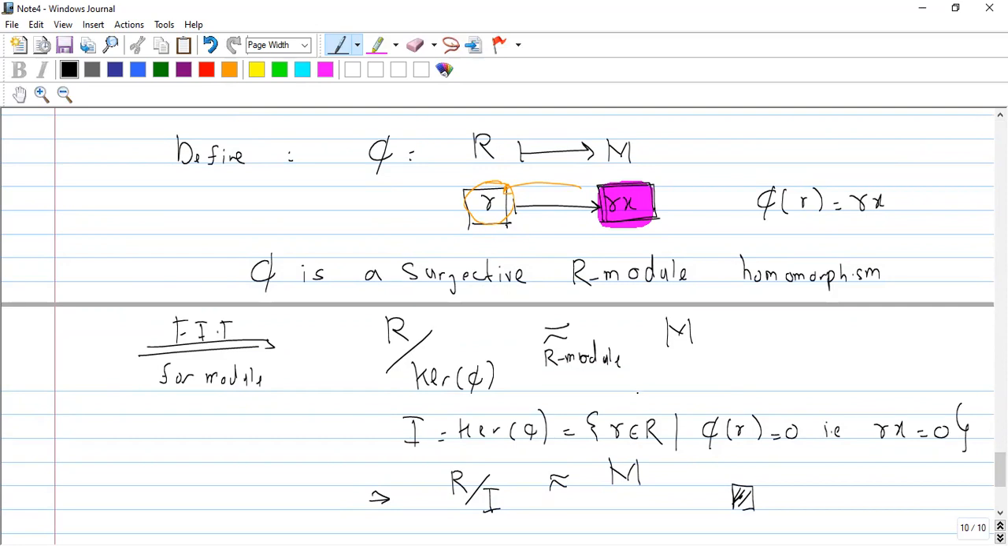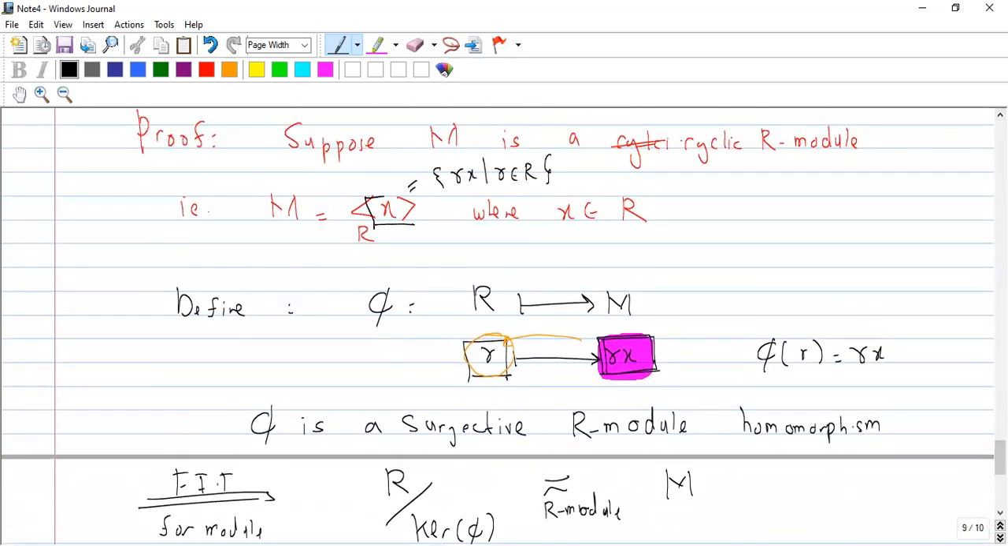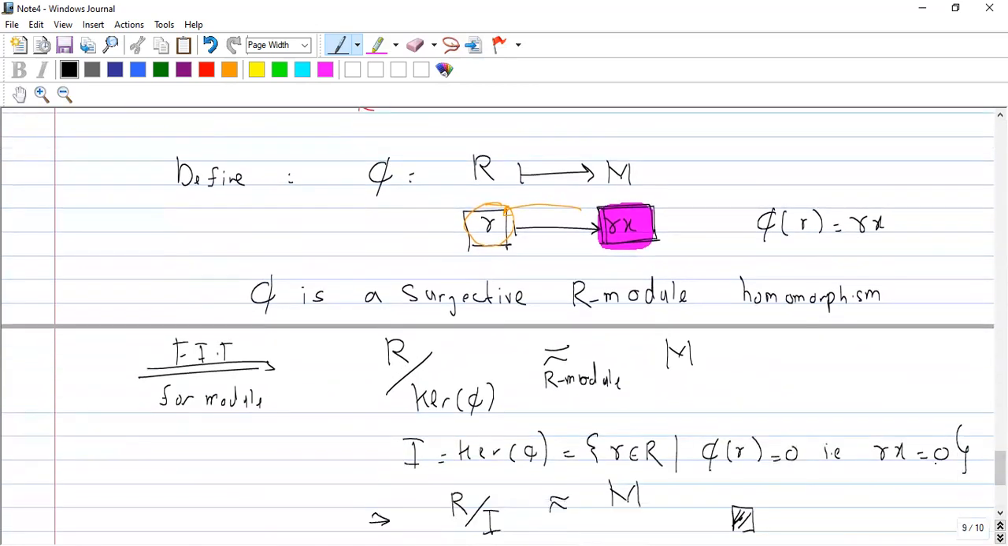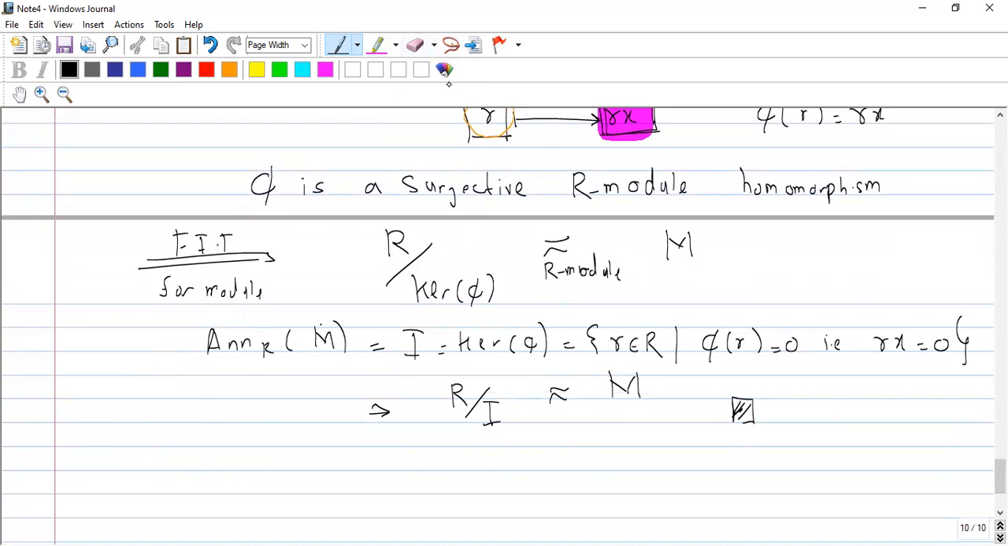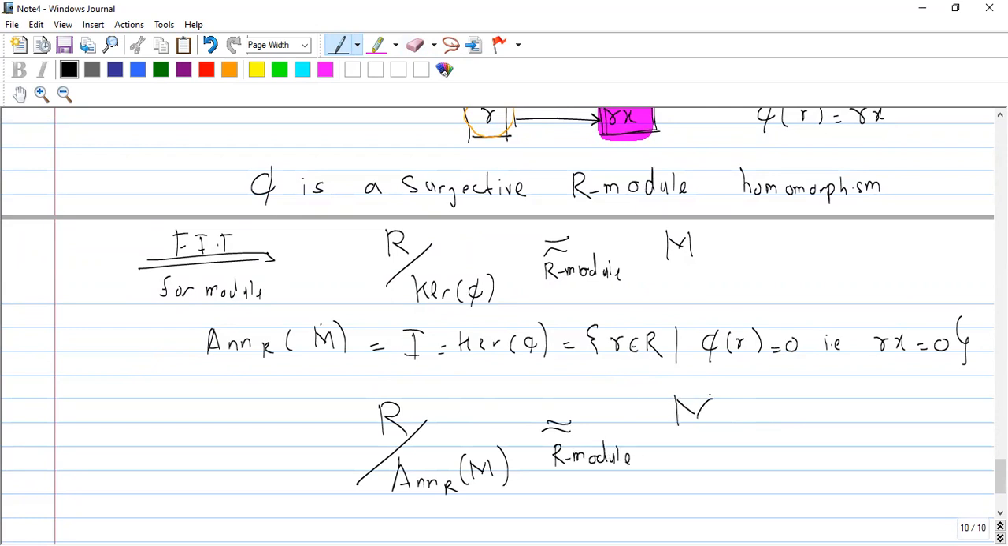Sir, annihilator. So actually it is the annihilator, because here we are assuming that M is generated by X. So it contains all those elements which are annihilating X. So actually the required ideal I, which is the kernel, is the annihilator of M. Moreover, what we can say is that R over the annihilator of M is an R module isomorphic to M, where the annihilator of M is the required ideal.